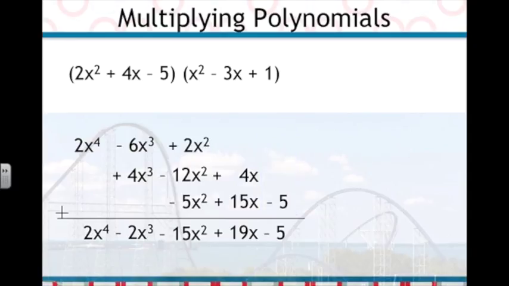So now we have distributed every term in the first trinomial to every term in the second trinomial and combined all the like terms to get our final answer, 2x to the fourth minus 2x cubed minus 15x squared plus 19x minus 5.